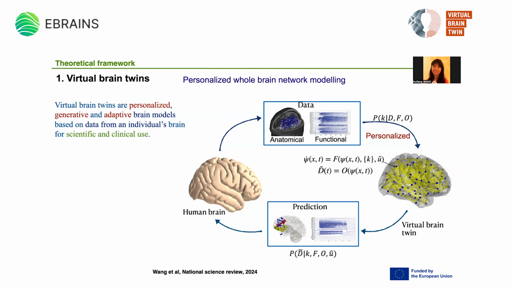Once we have the virtual brain twin, we can use it to make predictions. This predictive ability comes from the model's generative nature. It can generate new brain activity under different interventions. For example, in epilepsy, we can simulate different surgeries and predict which one might work best. In schizophrenia, we can test different medications and see how the brain might respond.